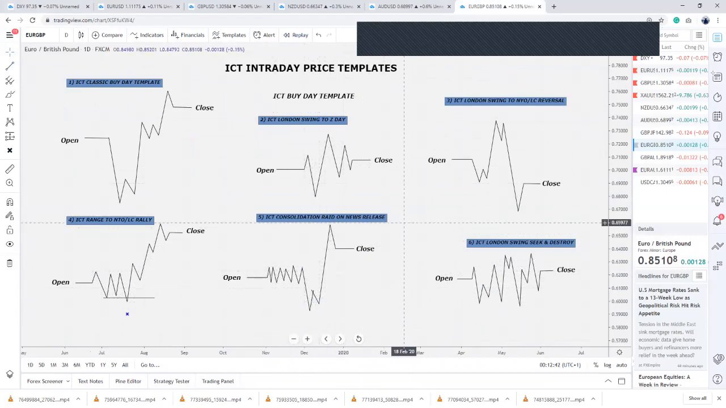The people who are thinking the first move from the news is a true move. The first move usually or oftentimes is a false move. Okay, the first move from the news release is your false move, and then the move after that is the true move. So what you're going to see is the market is going to range, which is your ICT consolidation rate on news release. So the market will then rate the lows.